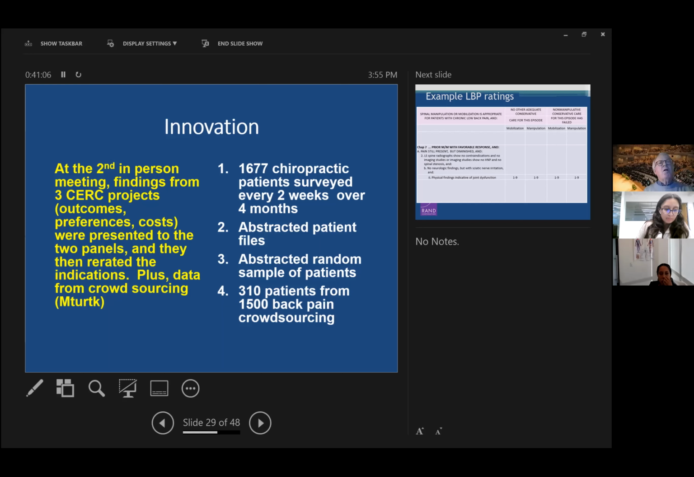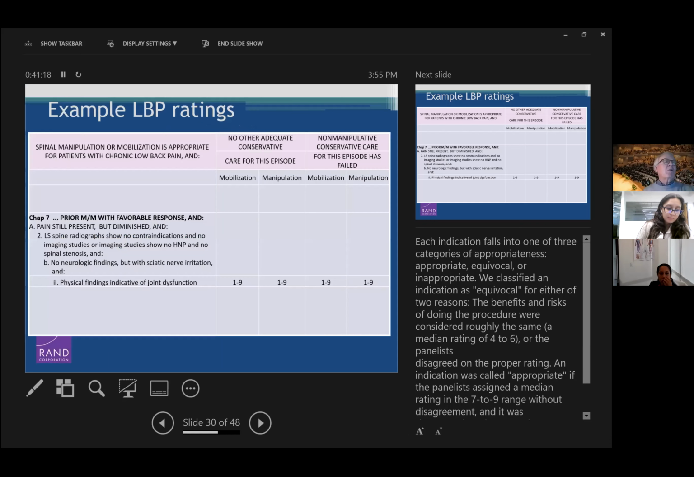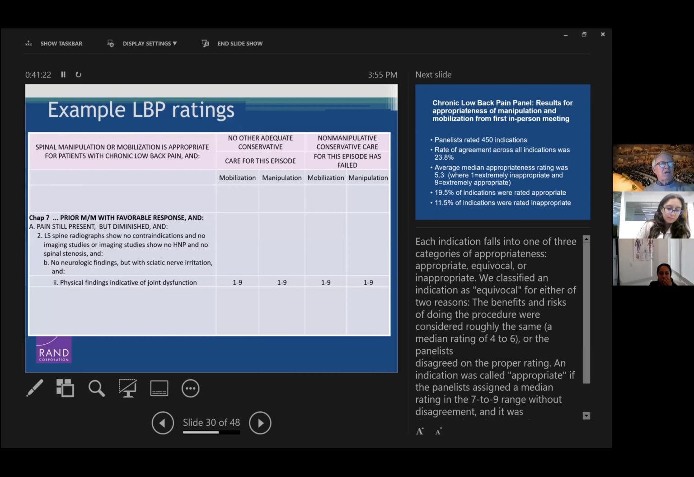And so we have a whole massive body of data to feed back to that panel that for the first time is patient-centric and isn't just trials and from the literature. This is what a set of indications look like. So I told you the clinical scenarios. So this would be a chapter 7.